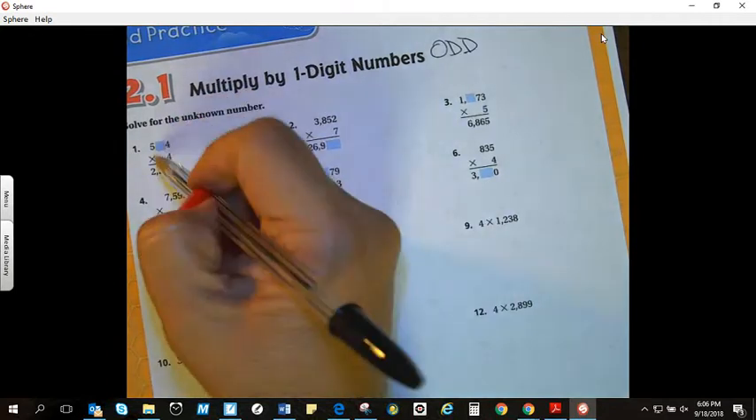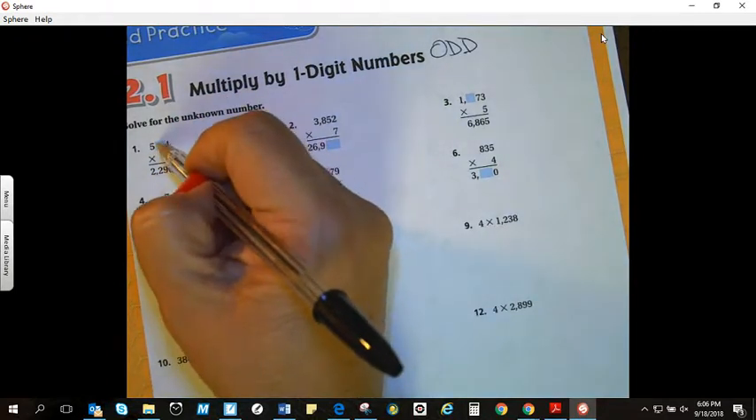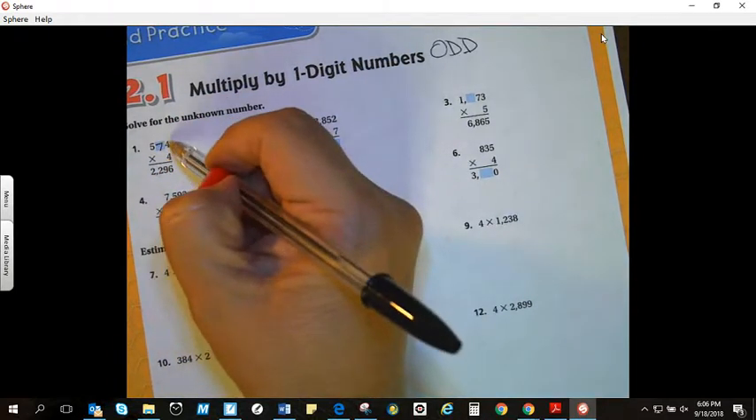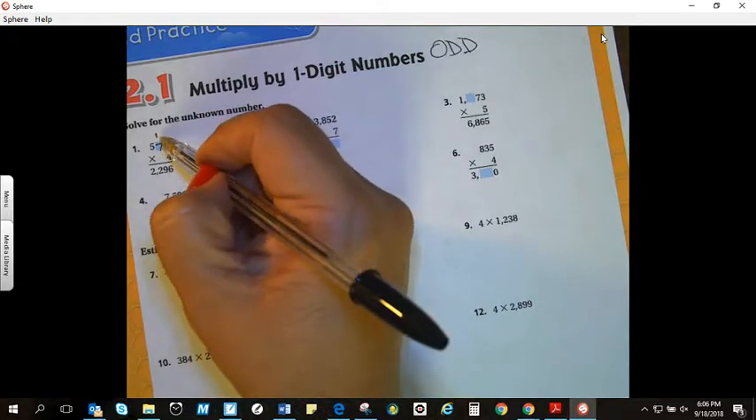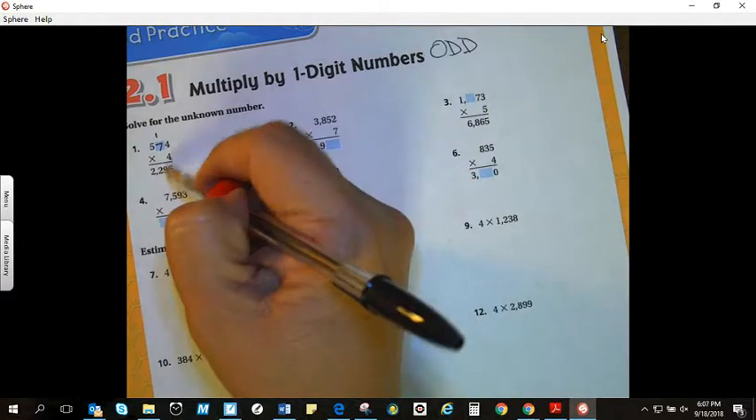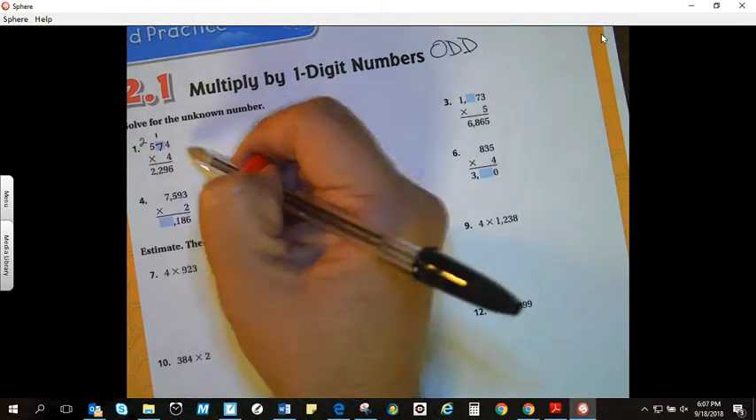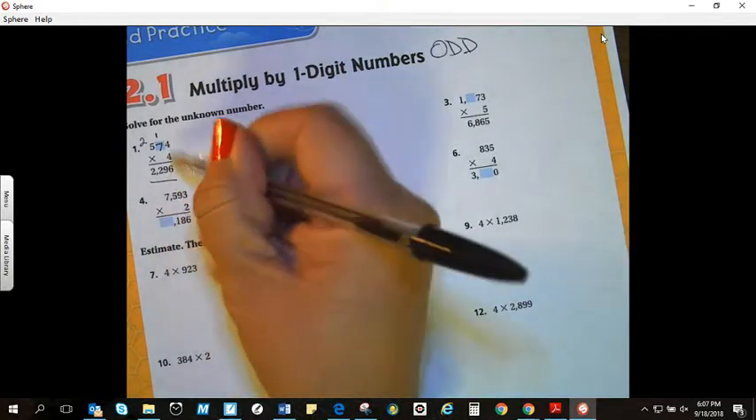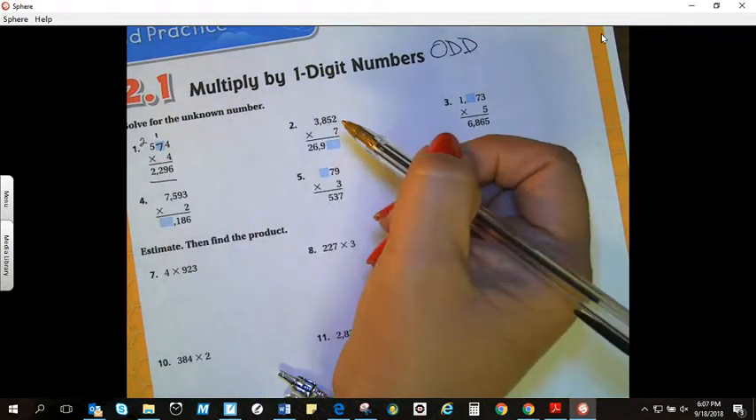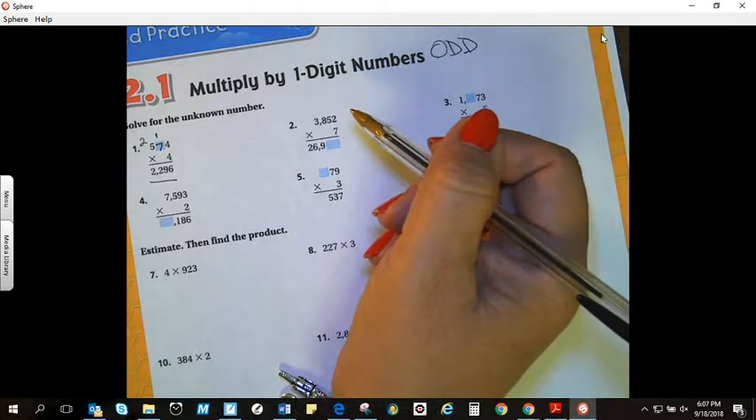My class, we did the first one together, and so we said that this one was a 7. 4 times 4 is 16, carried my 1. 7 times 4 is 28, plus my 1 is 29. And I regrouped that. 4 times 5 is 20, plus the 2 is 22. So I now know that 574 times 4 is 2,296.